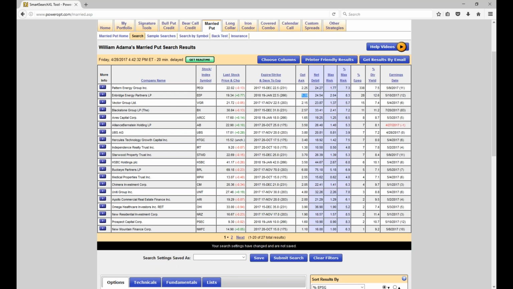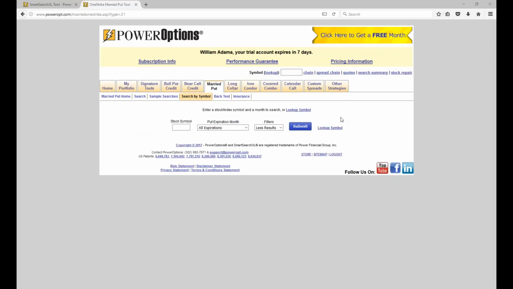Why? Because the dividend is priced into it. Let me show you what I mean. Stock's trading at 19.34. We're looking at a January 22.5 put that's priced at 5.20, which carries a risk of 8.3%. Okay? A similar stock that doesn't pay that high of a dividend, or any dividend, I'm going to go to the search by symbol tool, would be, again, one of the stocks I'm in that I mentioned, ALY.